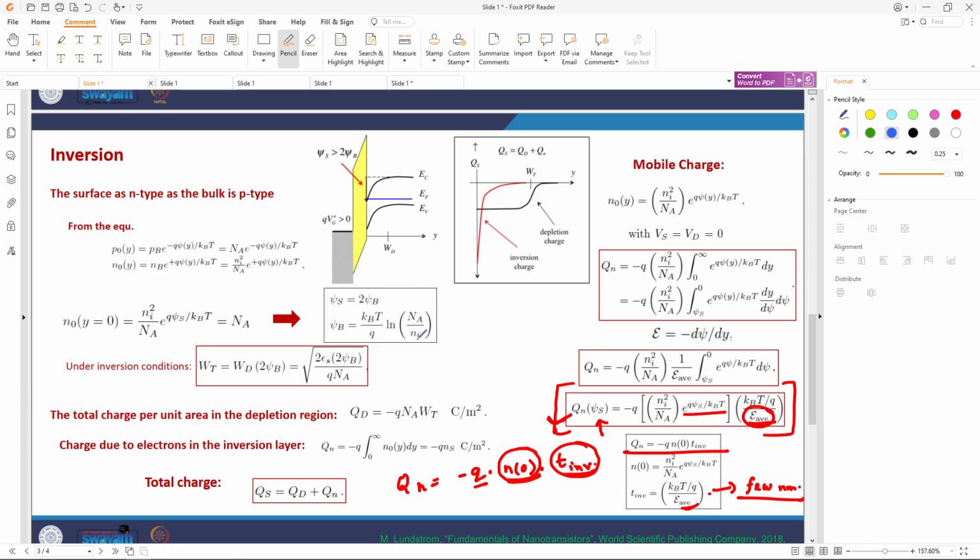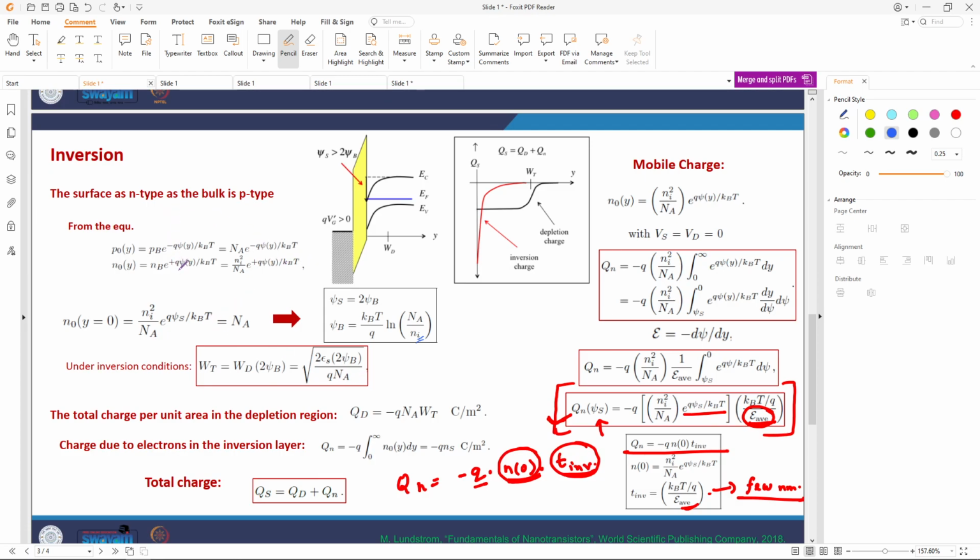And here, as you can see, we are using Ni. That is why I asked you what Ni square was initially. You're required to remember these things. Under inversion conditions, WD will be WD at 2 psi b because psi s has to be 2 psi b. So in the previous formula that we derived, instead of psi s, we will use 2 psi b.